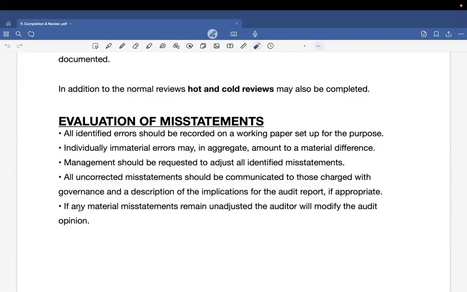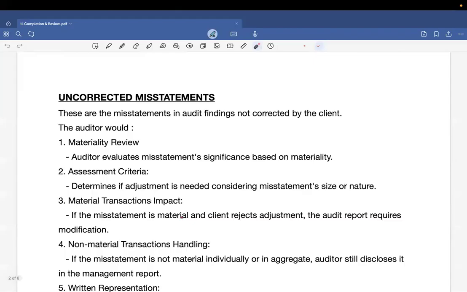Even after communicating that, if there are any material misstatements, then the auditor is going to modify their report. Okay, so uncorrected misstatements. If the client is not ready to correct the misstatements, there are certain things. First one, materiality review. We're going to evaluate the importance of that particular error in the FS, and it's going to be based on our materiality.